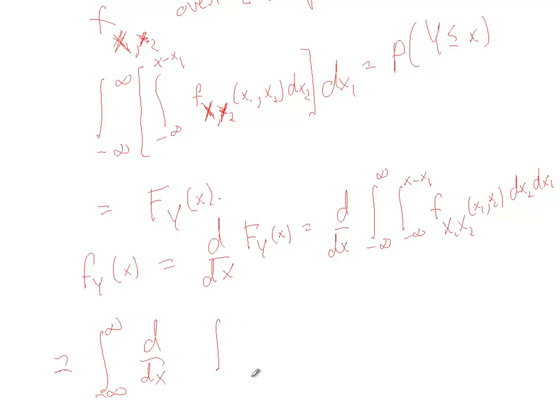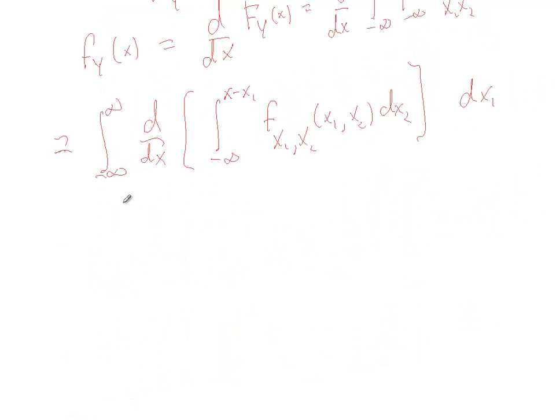and here I have the integral from minus infinity to x minus x1 of f of x1, x2, dx2, and then this is going to be dx1. Now here I wrote d/dx. d/dx is actually the same thing as d/d(x minus x1). Why? Because x1 is a constant, so that doesn't change the derivative.